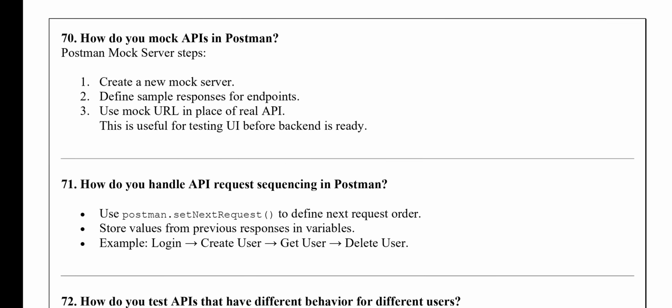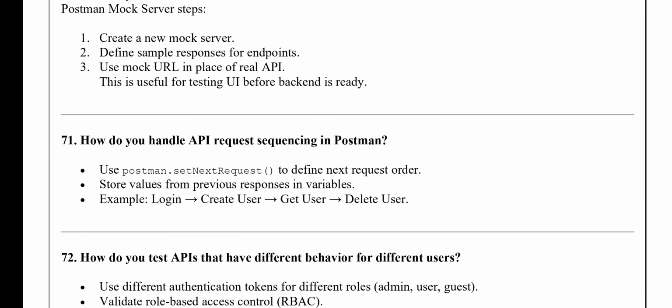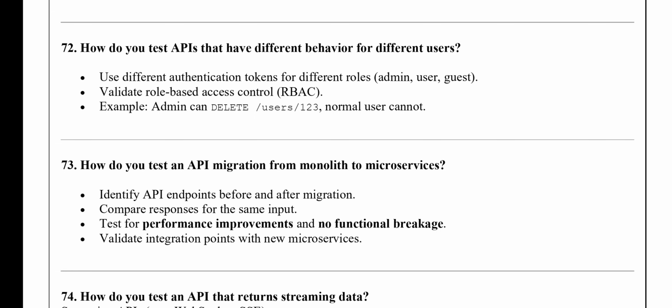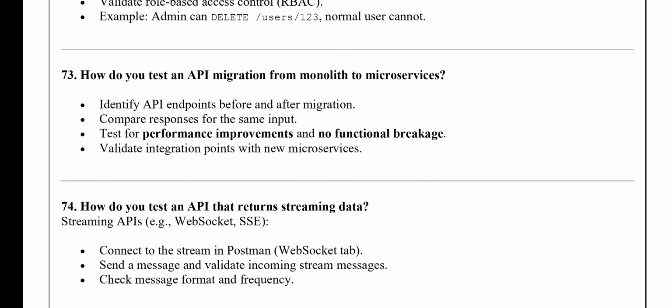How do you mock APIs in Postman? How do you handle API request sequencing in Postman? How do you test APIs that have different behavior for different users? How do you test an API migration from monolithic to microservices?